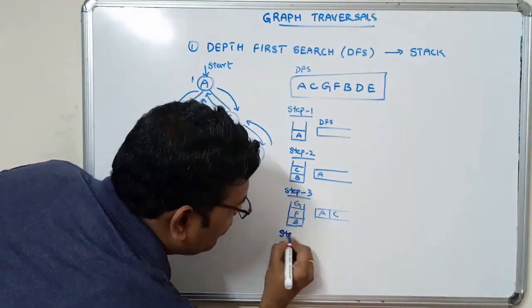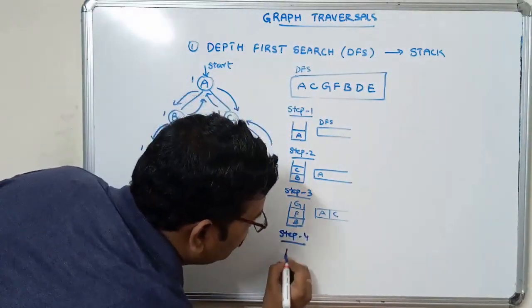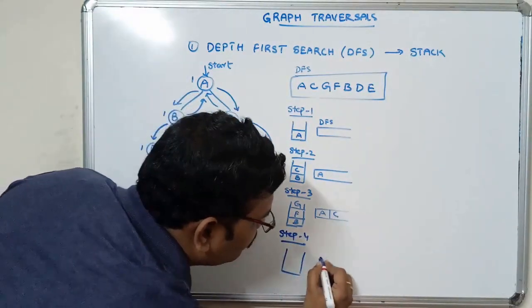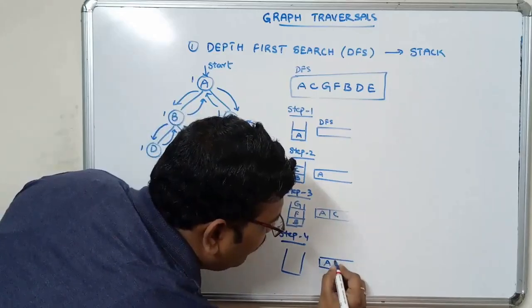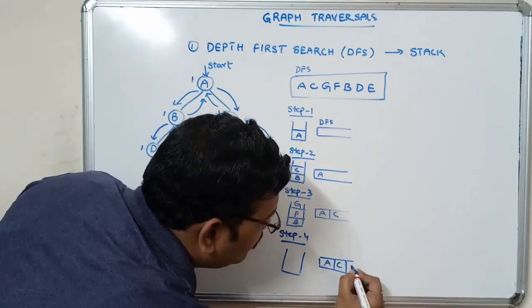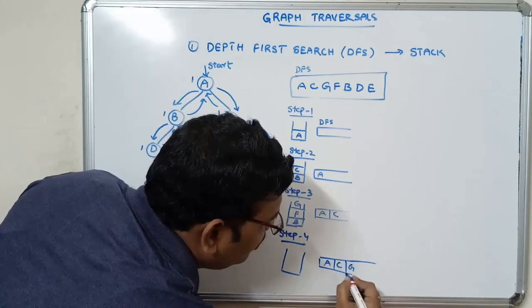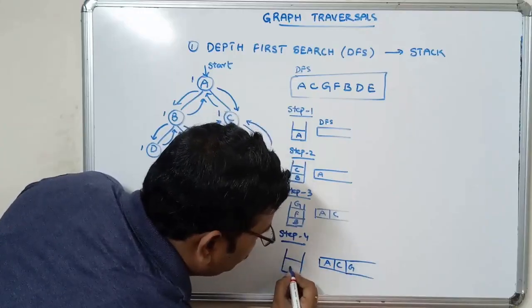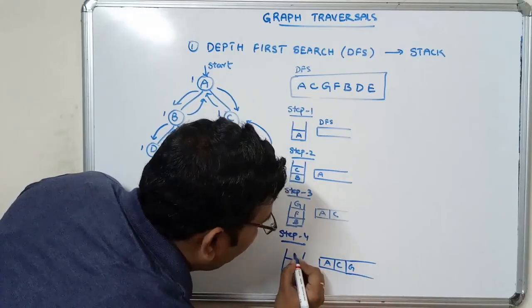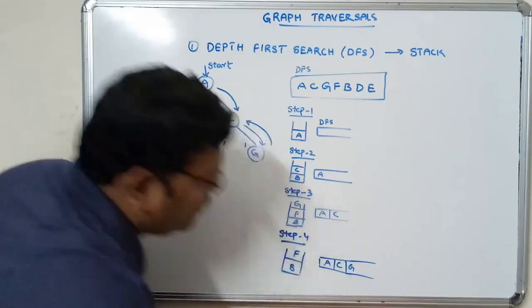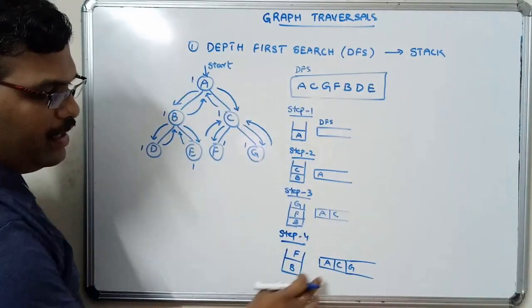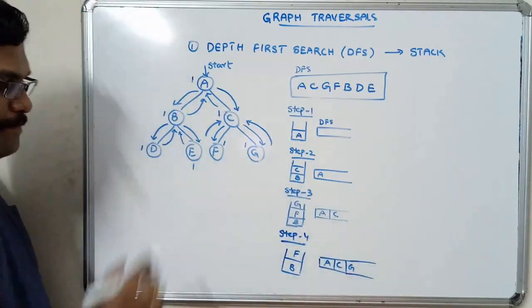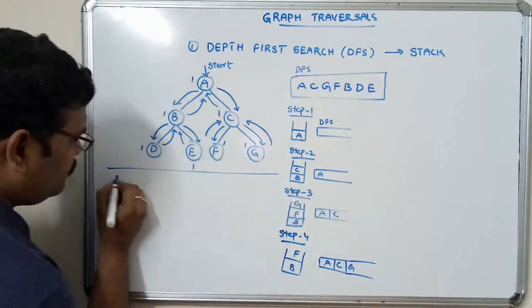So step 4. The DFS has A, C, G, and the stack has B and F. A, C, G. Okay.